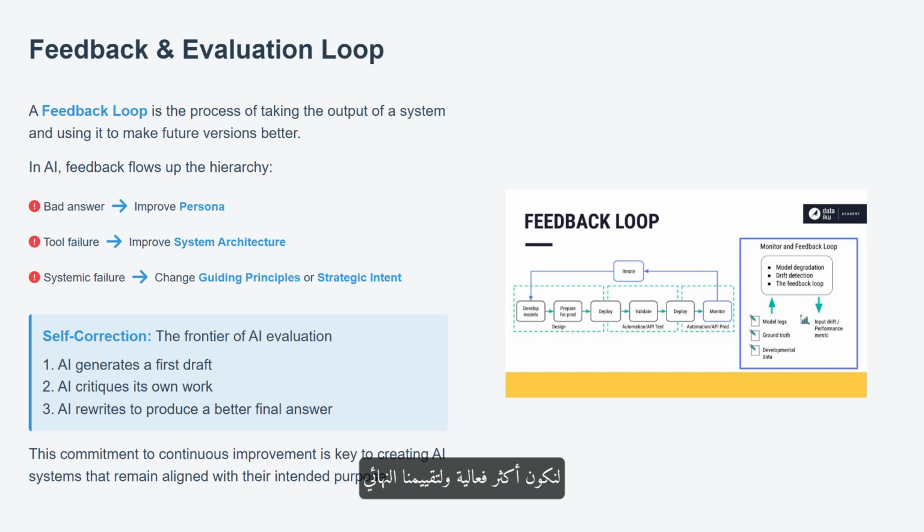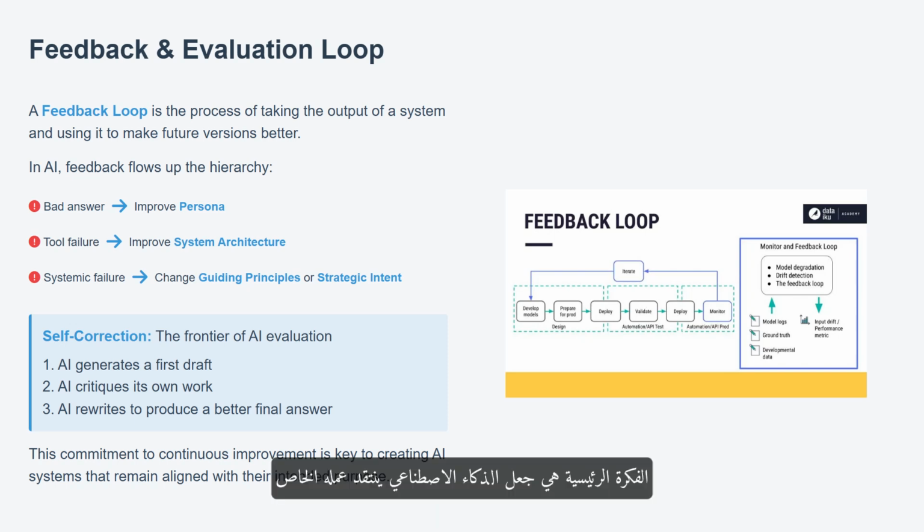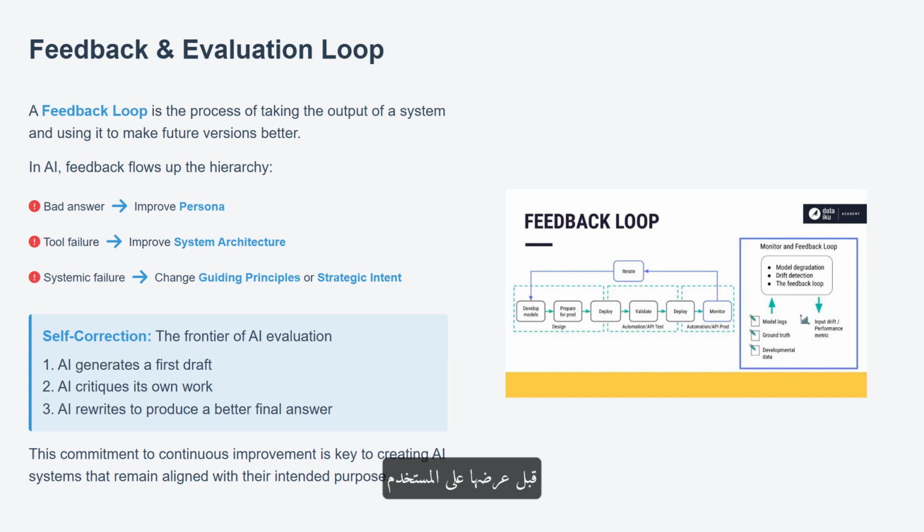And for our final assessment, what is the main idea behind AI self-correction and why is it so powerful? The main idea is to have the AI critique its own work before showing it to the user. It generates a first draft, analyzes it for flaws, and then generates a final improved version. It's like having a built-in quality checker, allowing the AI to catch and fix its own mistakes in real time, leading to much higher quality answers.